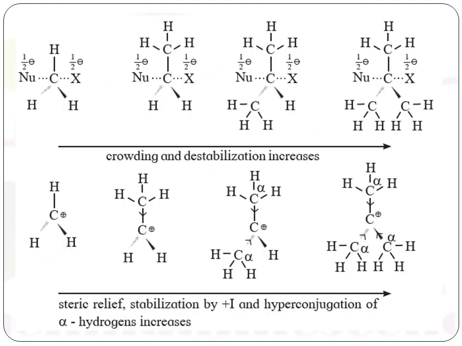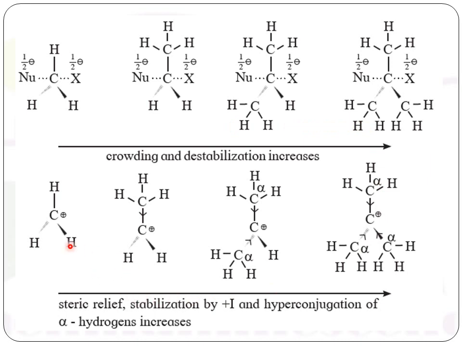Here also you can see crowding and destabilization increases in SN2 mechanism. This is the transition state of SN2 mechanism. This is the methyl carbon. This one is a primary carbon on which the nucleophile and leaving group are attached. This is a secondary carbon. As groups increase, the crowding increases and the rate of reaction decreases.